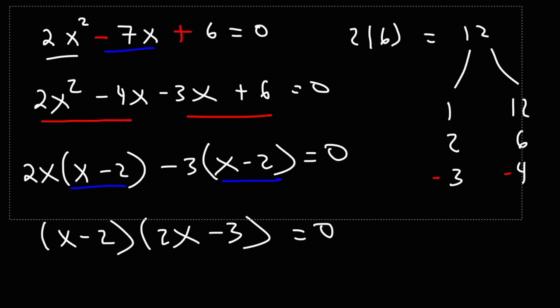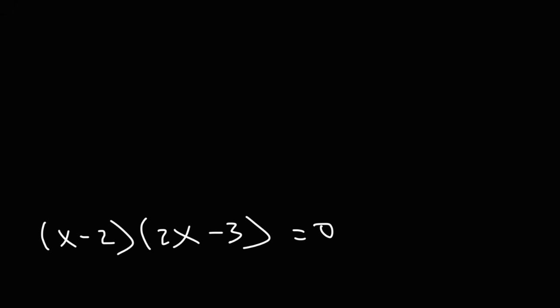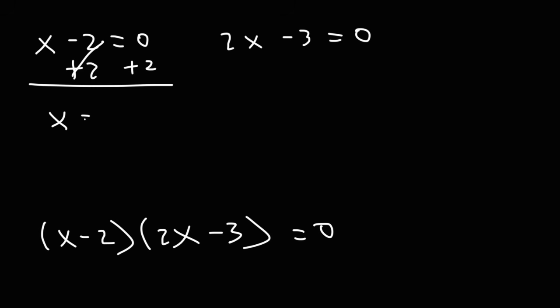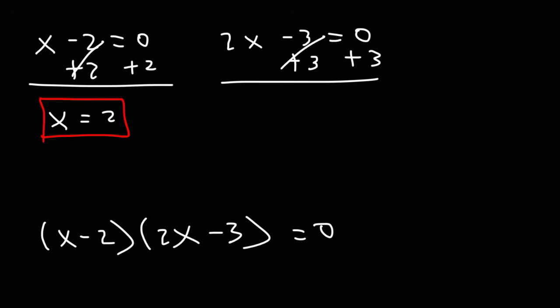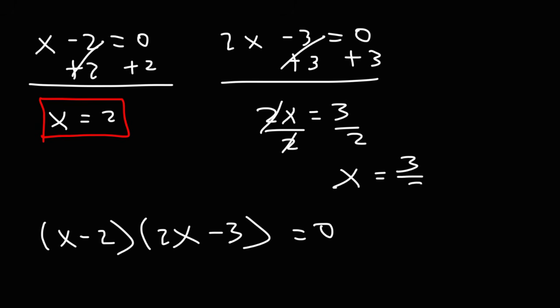Now the last thing we need to do is solve the equation. So let's set each factor equal to 0 using the zero product property. So if we add 2 to both sides for the first equation, we're going to get the first solution, which is x is equal to 2. For the second one, if we add 3 to both sides, we'll get that 2x is equal to 3. And then we'll have to divide both sides by 2. So we get the solution x is equal to 3 over 2. So here are the two answers. X is equal to 2 and x is equal to 3 over 2.